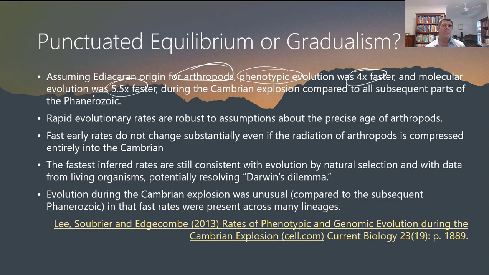These rapid evolutionary rates seem to be relatively robust to the assumptions that were made in regard to precise ages of the arthropods. So whilst we can't go back and actually date the organisms themselves, we can have a little bit of a look and we can make some assumptions about similarities, again, partly based on that idea of uniformitarianism. And fastest inferred rates, though, were still consistent with evolution by natural selection and with data from living organisms. They've said that this potentially resolves Darwin's dilemma.